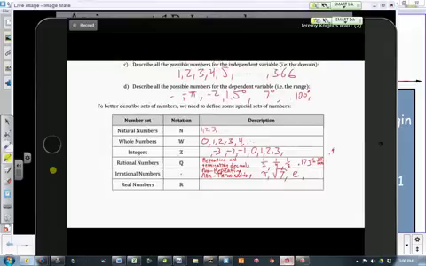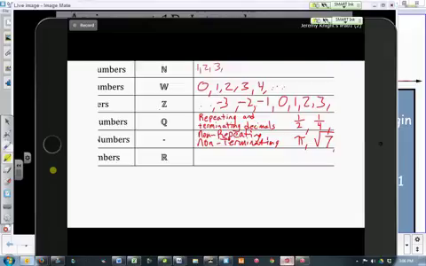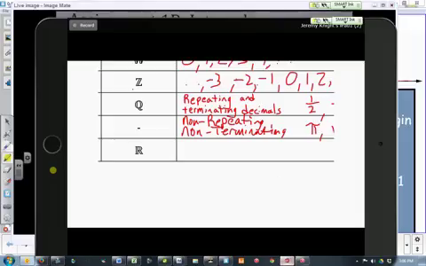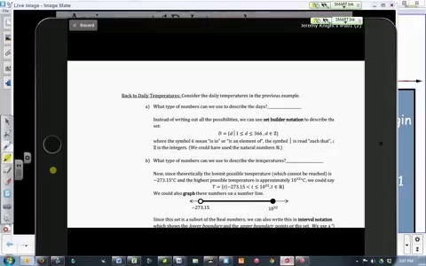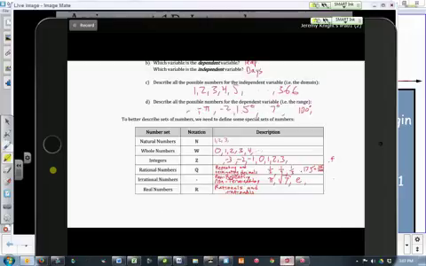Last but not least, what are real numbers? Well, those are our rational and irrationals together. Rationals and irrationals. That's the idea. Put all those together and you have our real numbers. Those are different sets of numbers.